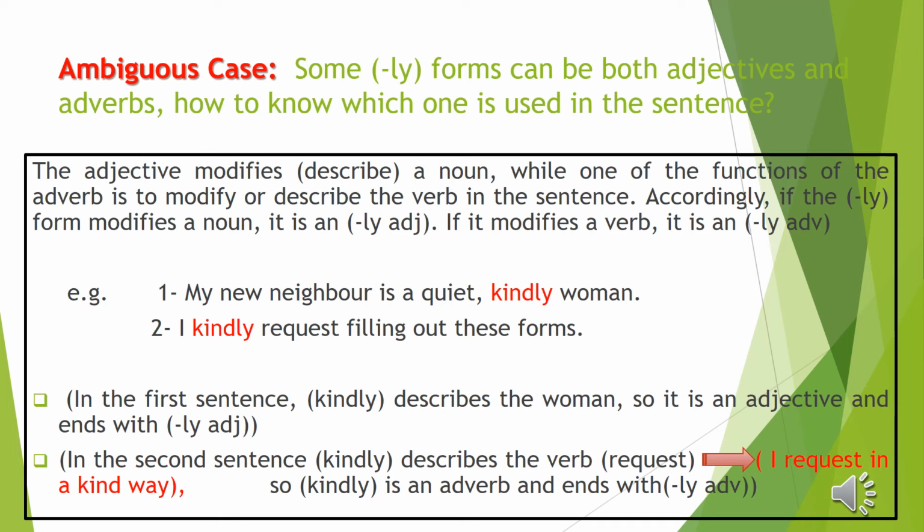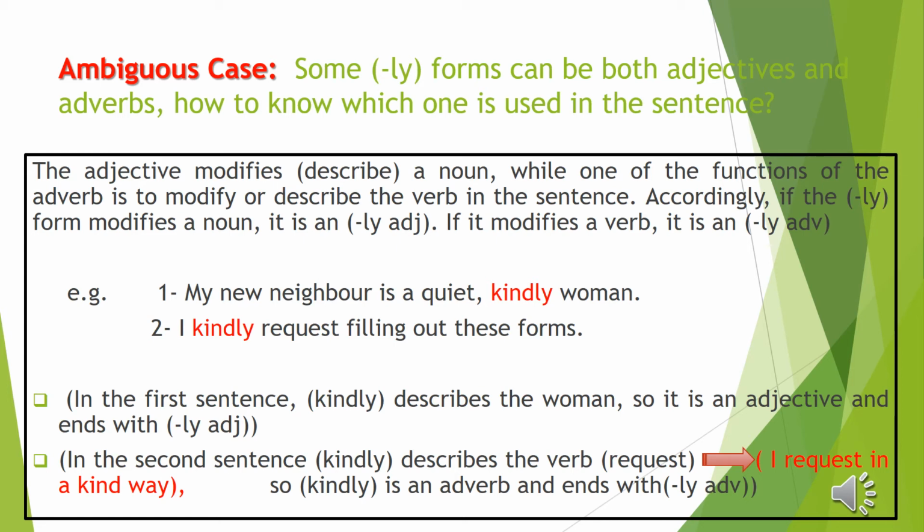Let's have two examples to illustrate the point. My new neighbor is a quiet, kindly woman. Kindly is the ly form. It comes before a noun. Woman is a noun and kindly comes before a noun, so it is an adjective because adjectives come before nouns, as we've said. And second, kindly describes woman. We are talking about a quiet, kindly woman, a woman who is quiet and kindly. So kindly describes a woman and its position is before a noun. That is why it is an adjective.